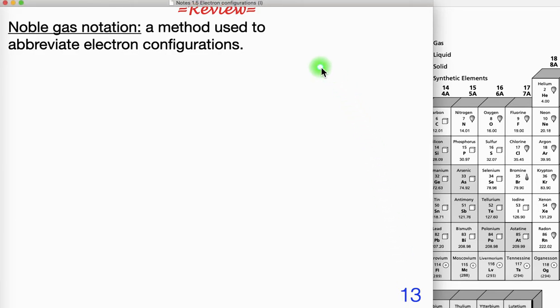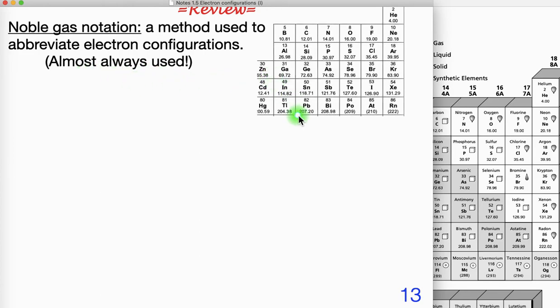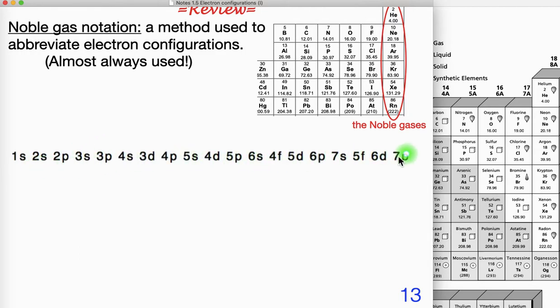Noble gas notation is a method used to abbreviate electron configurations, and it's almost always used. What we do with noble gas notation is simply take advantage of the fact that each of the noble gases, except for helium, ends in p6. Neon is 2p6, argon 3p6, 4p6, 5p6, 6p6. Okay, so let's see how this works. Now, you don't need to copy this down, just watch. You can copy it down later if you want to.